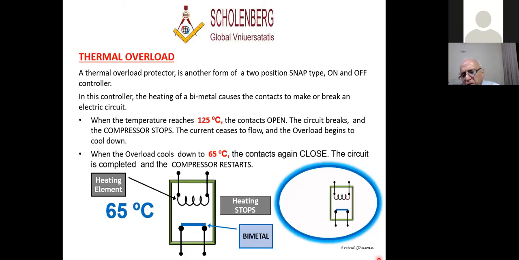I've made a nice GIF here. It's repeating itself all the time. Having read this, if you've not understood it, you don't have to repeat the thing. Just take a look at this. Heating element, 125, cooling starts, close contact, 65. And it repeats itself. Once you have understood it, then you can go to the next slide. So keep your slide, read the contents and see this GIF.